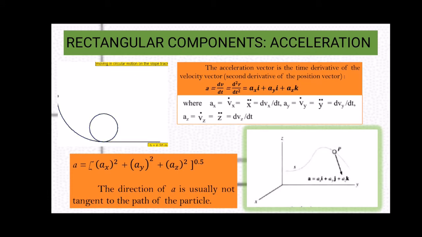Then for a sub y, it equals the first derivative of v sub y, then equals the second derivative of y, that is equal to the derivative of v sub y over derivative of t. Then same as a sub z, it equals the first derivative of z, that equals the second derivative of z, and it will equal the derivative of v sub z over derivative of t.